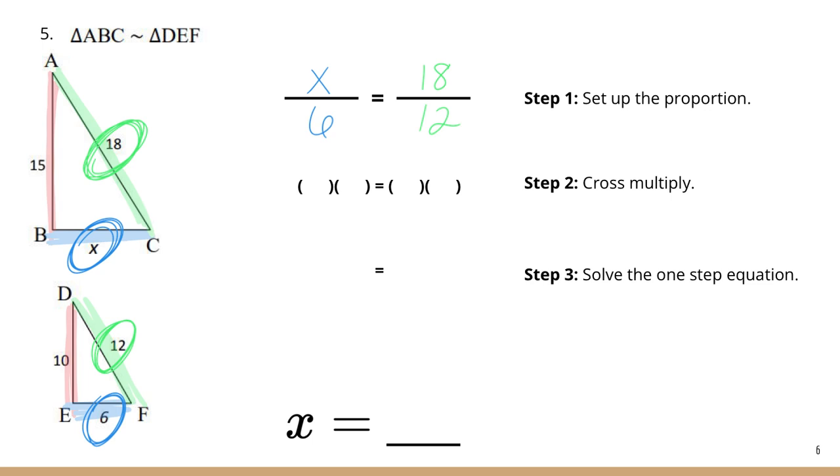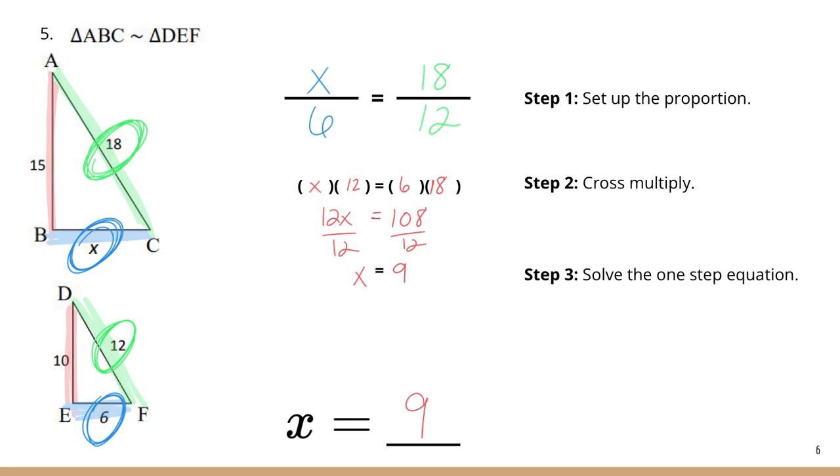So then I'm going to go ahead and do my cross multiplying. When I do that, I have x times 12 and 6 times 18. So I will have 12x equals 108. Divide both sides by 12. And so when we divide by 12, we end up with x equals 9. And that is my answer.